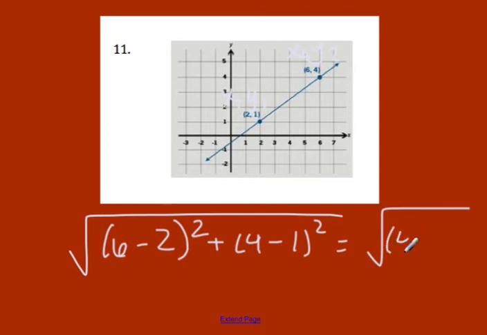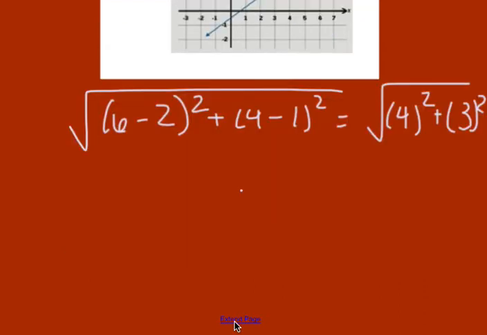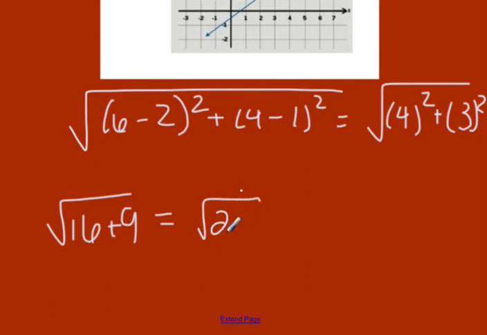6 minus 2 is 4. 4 minus 1 is 3. So 4 squared is going to be 16, and 3 squared is going to be 9. So you add those two together, and again, you're going to get 25. Square root of 25 is 5.